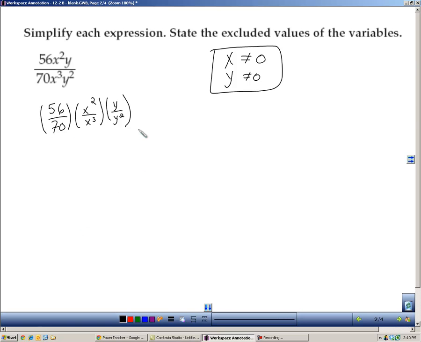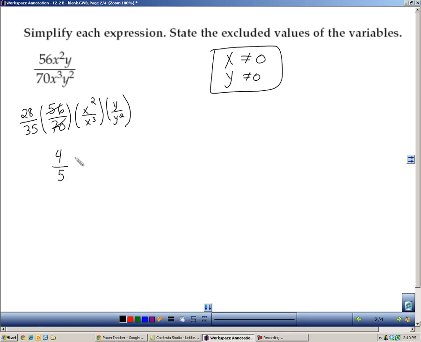So we'll first break it up into separate fractions, and then we'll reduce 56 and 70. Well, 14 goes into both of those numbers, but if you don't know that, maybe you can at least say that 2 goes into 56 28 times, and then 2 goes into 70 35 times. And then you might be able to see that 7 goes into 28 4 times, and into 35 5 times. So that's how that one reduces.